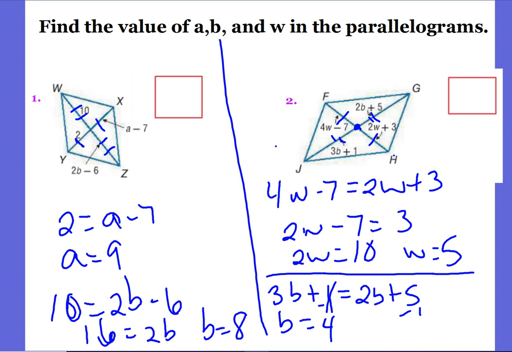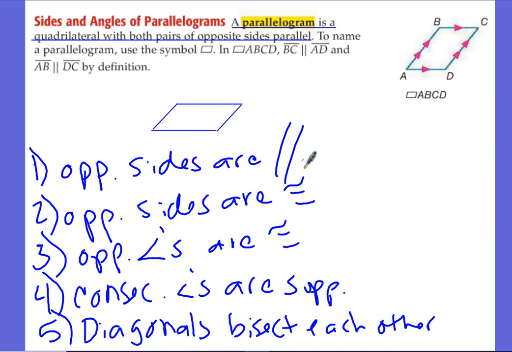And so let's recap one more time. Our 5 characteristics are that opposite sides are parallel, opposite sides are congruent, opposite angles are congruent, consecutive angles are supplementary, and last but certainly not least, diagonals bisect each other.